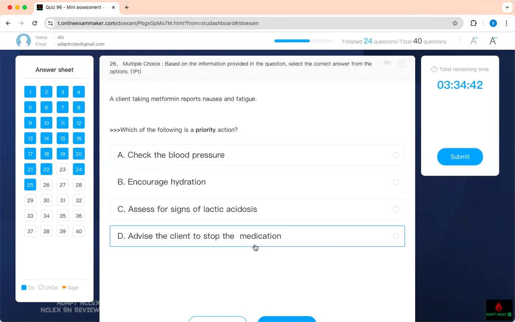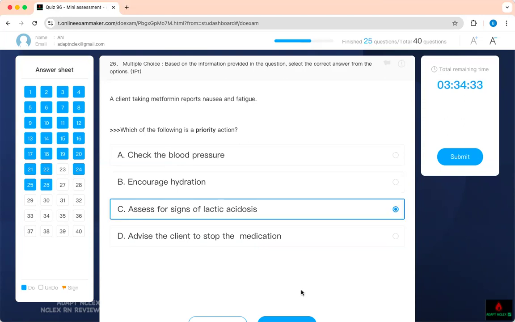Which of the following is a priority action? A client taking metformin reports nausea and fatigue. That's the key. Metformin, nausea, fatigue is lactic acidosis. So what do you want to do? Evaluate them.